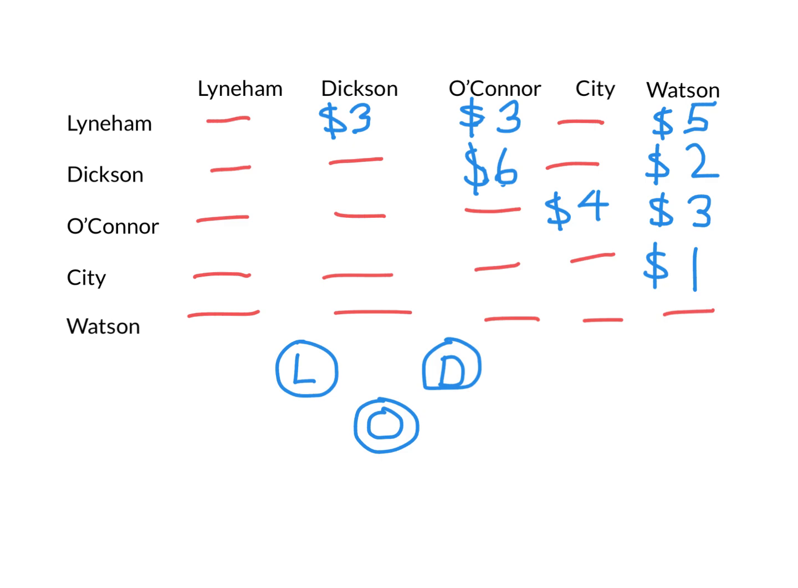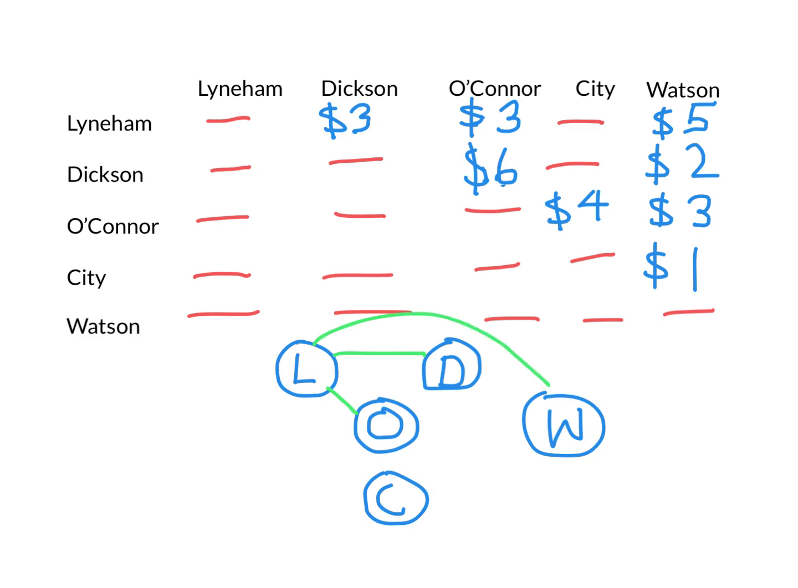Now of these, only O'Connor connects with the city. So I'll put it down here. Now Watson, on the other hand, connects with all of them. So I can put Watson over here. So we have our 5 vertices. Let's now draw the edges. We know that Lyneham connects to Dickson. It also connects to O'Connor. Now it might look hard to connect Lyneham to Watson, but you can draw an edge like that. That's absolutely fine in a network.